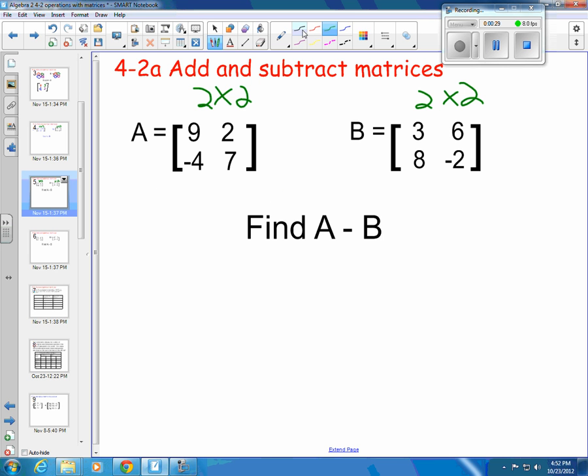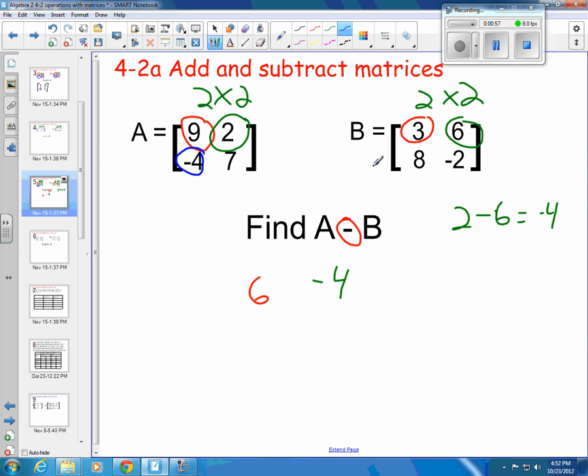So again, we do this element by element. So I look at the element 1, 1 and the element 1, 1. So 9 minus 3 is going to be a 6. And then I'm going to take the second element, which is row 1, column 2, and row 1, column 2. So that's 2 minus 6. 2 minus 6 is a negative 4. And if you need to actually write that off to the side, you can write that off to the side and get your answers. The next one down here, this is going to be row 2, column 1.